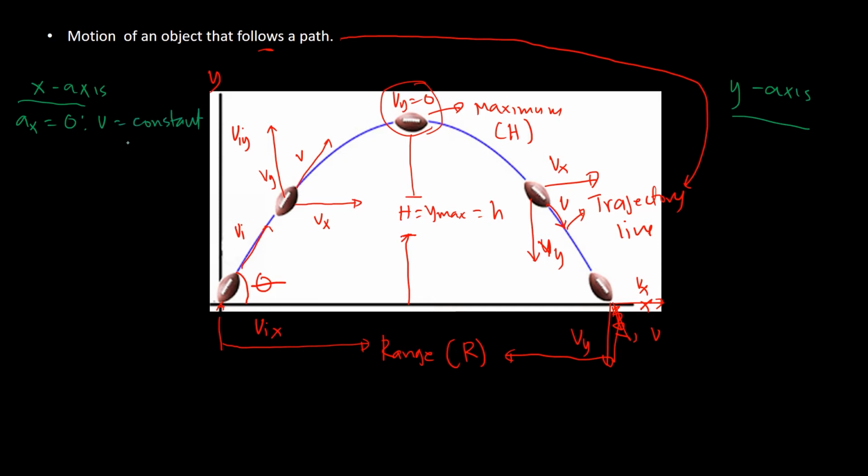If the velocity is constant, this means that the velocity is not changing along this course. Meaning to say, if velocity is not changing, the acceleration is 0. But in the y-axis, the acceleration is given by a sub y. This is exactly equal to the acceleration due to gravity, which is 9.8 meters per second squared. Meaning to say, the acceleration of this ball along the y component is exactly the acceleration due to gravity, 9.8 meters per second squared.